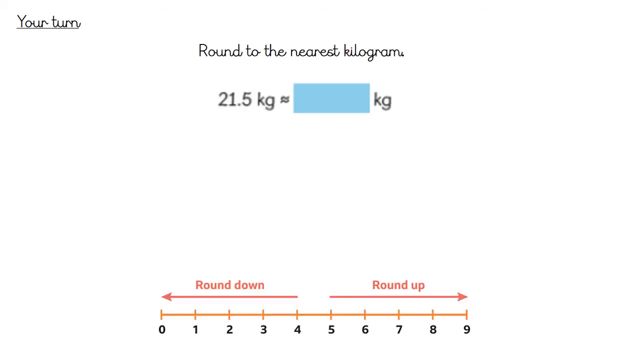Here is another question for you to complete. Again, it says round to the nearest kilogram, and your number this time is 21.5 kilograms. Now, I've put this helpful number line at the bottom of the screen to help you so you know where you round down and where you round up. So pause the video here and have a go at this question. You can just say the nearest kilogram out loud or you can write it down. It's totally up to you. So pause the video here, then come back.